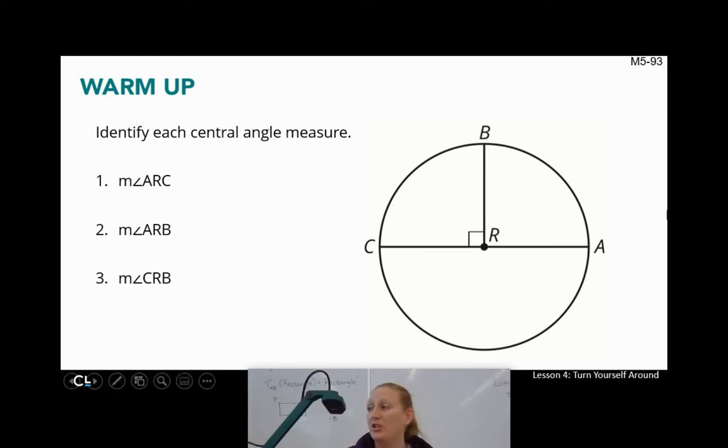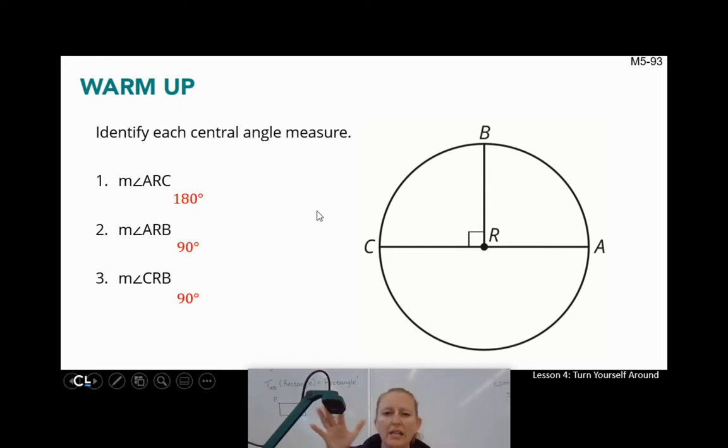Now, of course, the measure of angle ARC. Well, ARC is a straight line, so that's 180 degrees. Yay. The measure of angle ARB, well, I can see that BR is perpendicular to CA. So that means the angle ARB is a right angle, that is 90 degrees, as well as angle CRB. It is also a right angle of 90 degrees. So it shouldn't have been too shocking there.